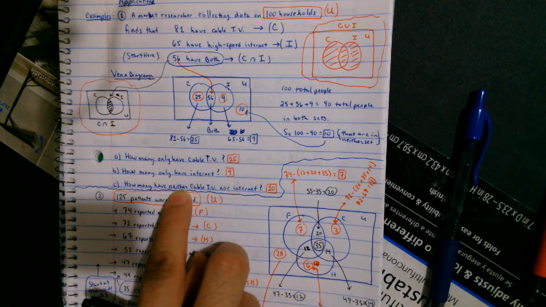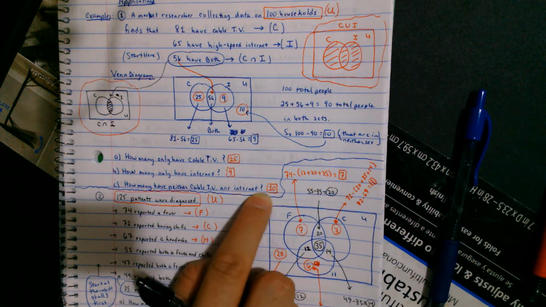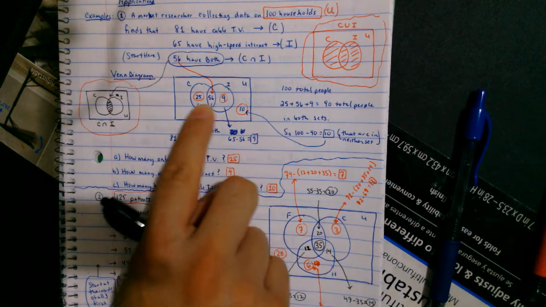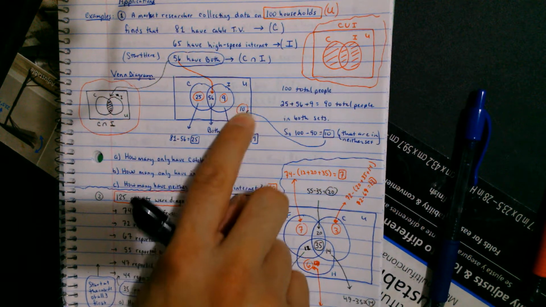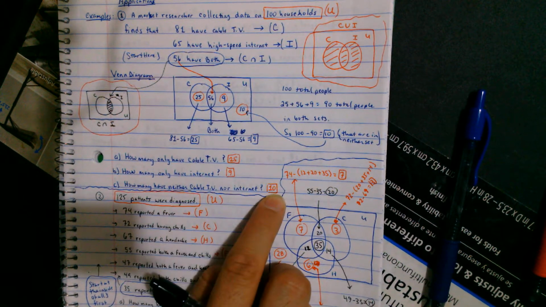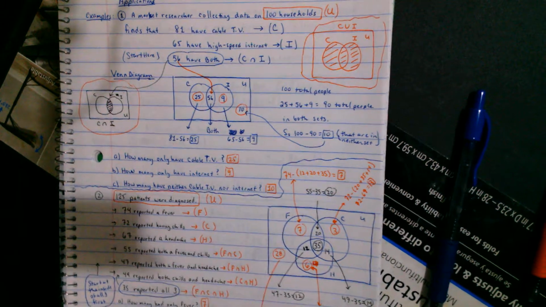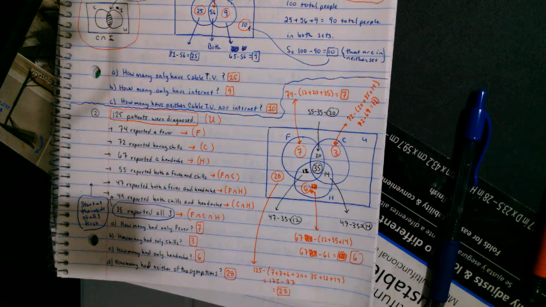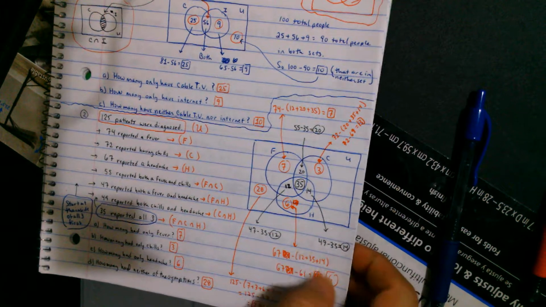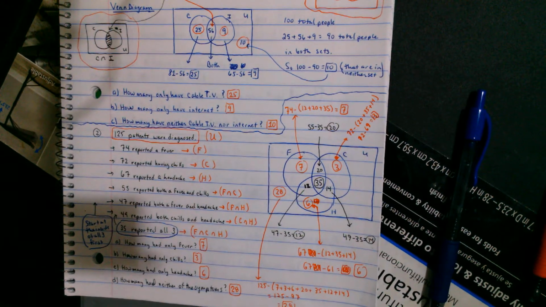How many have neither cable TV nor internet? So this is cable or internet, or union. So neither-nor is the outside, the complement. So 10. Outside the circles, inside the box. And that is how you essentially do Venn diagrams with two sets. And that's really what it's asking, just to kind of break everything down.